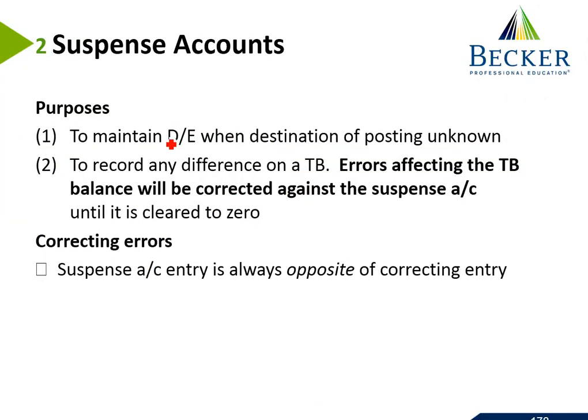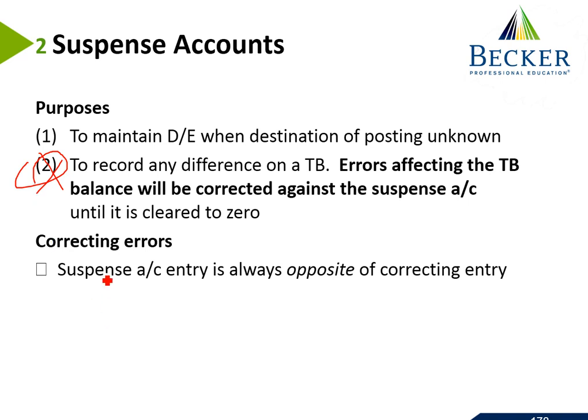So to maintain double entry when the destination of a posting is unknown, that is the purpose of the suspense account. Okay, to record any difference on a trial balance. Okay, when errors affecting the trial balance will be corrected against the suspense account until it is clear to 0. This, of course, is the purpose we are concerned about.